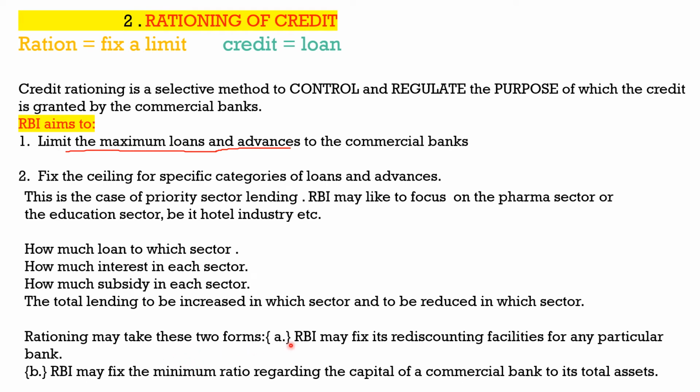Rationing may take these two forms. The RBI may fix its rediscounting facilities for any particular bank. It's up to RBI whatever it wants to fix. RBI may fix the minimum ratio regarding the capital of a commercial bank to its total assets. Now, when the commercial banks grant loans, their ratios change as regards their capital and their total assets. So the RBI will fix that, dear commercial banks, your minimum ratio regarding your capital has to be fixed by this much, so don't go beyond this limit.